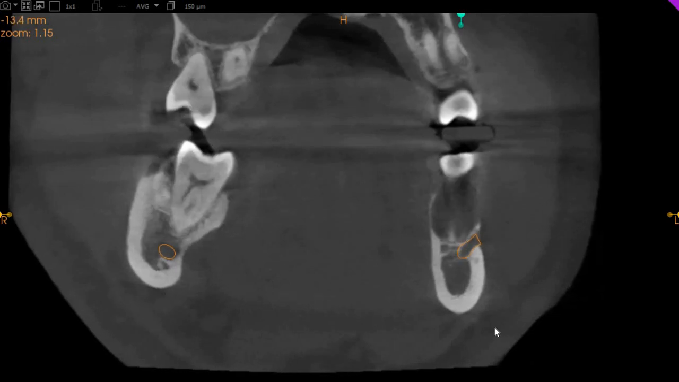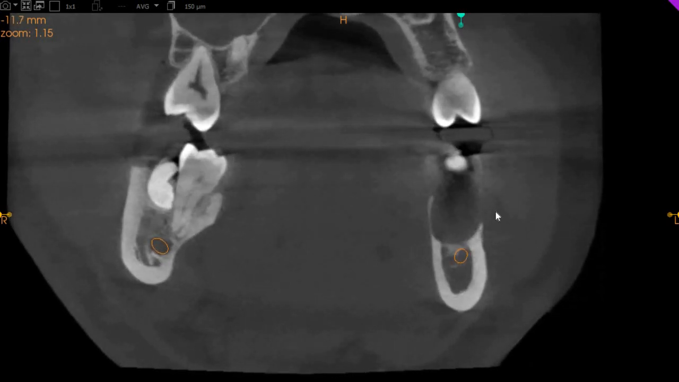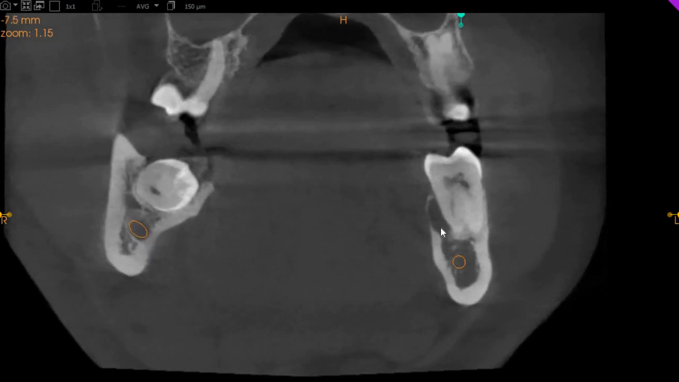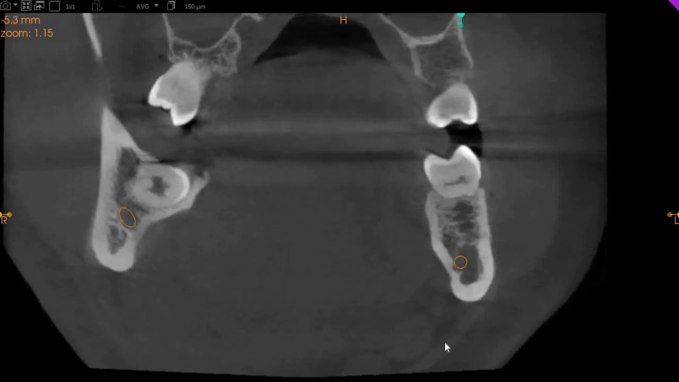The lower left 5, this is where the lesion starts, and as you can see, no cortical bone on the buccal, very, very paper thin cortical bone on the lingual, and now the 6 starts, and then the lesion after the initial area. Here you can see the lingual aspect is still involved, and then it goes away.